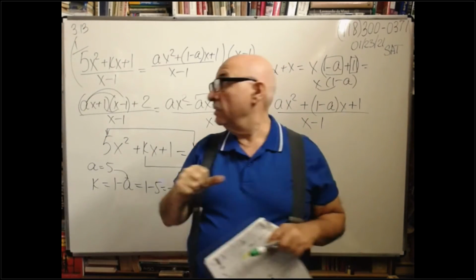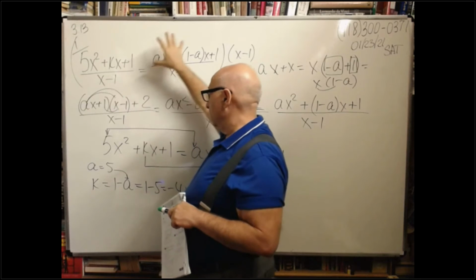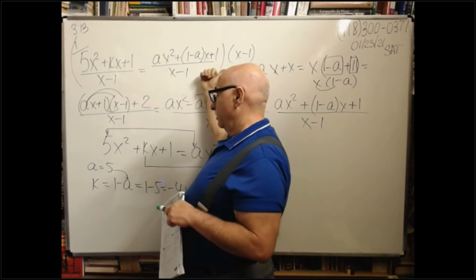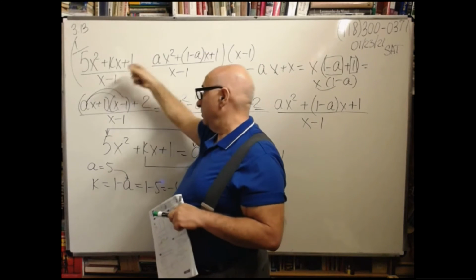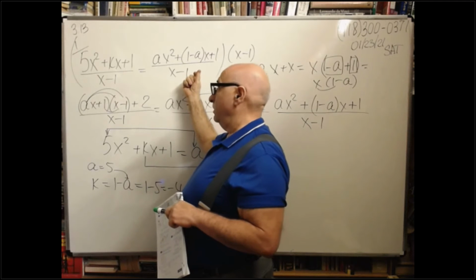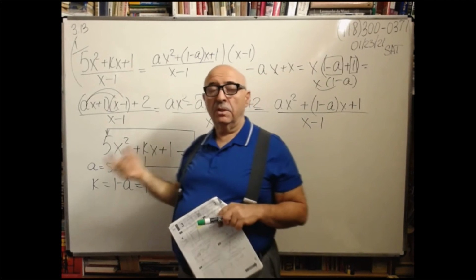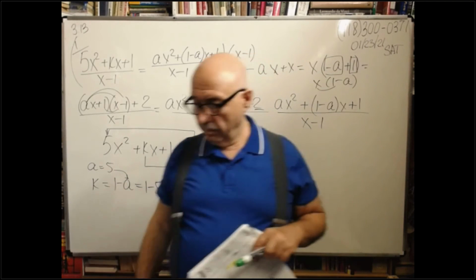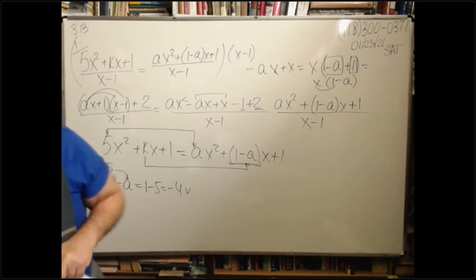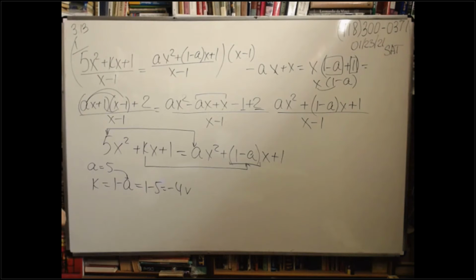Second approach. We have two fractions. They equal each other. Denominators equal each other. Based on this, the numerators must equal each other. Either way. So far, so good. Questions?